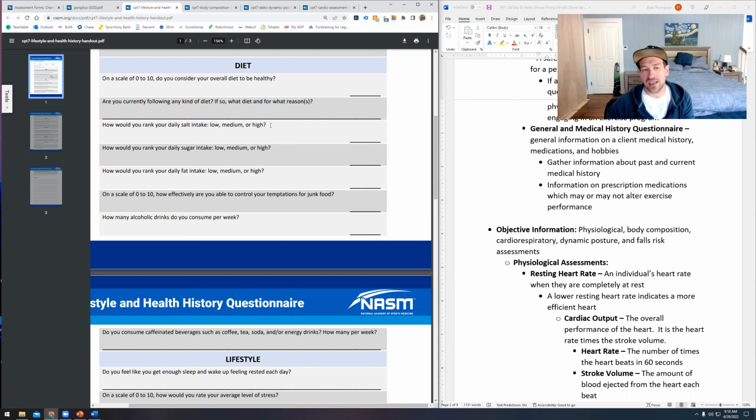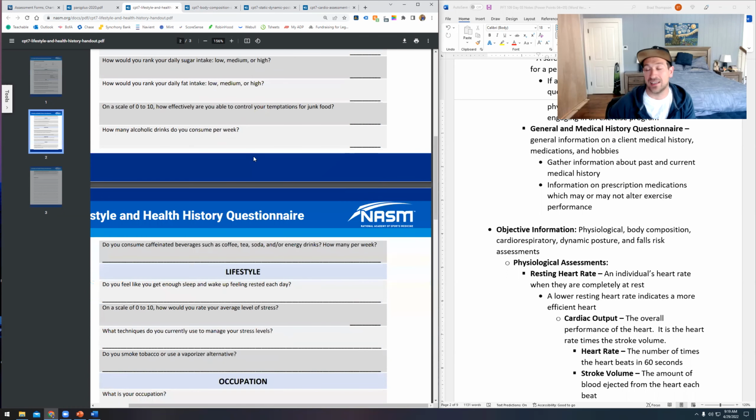How would you rate your salt intake? Is it high, medium, low? Sugar intake, fat intake, right? Three areas that can sometimes be problematic. If my client tells me they've got a super high sodium intake, and then later I find out that they have hypertension problems, we can draw a connection there.